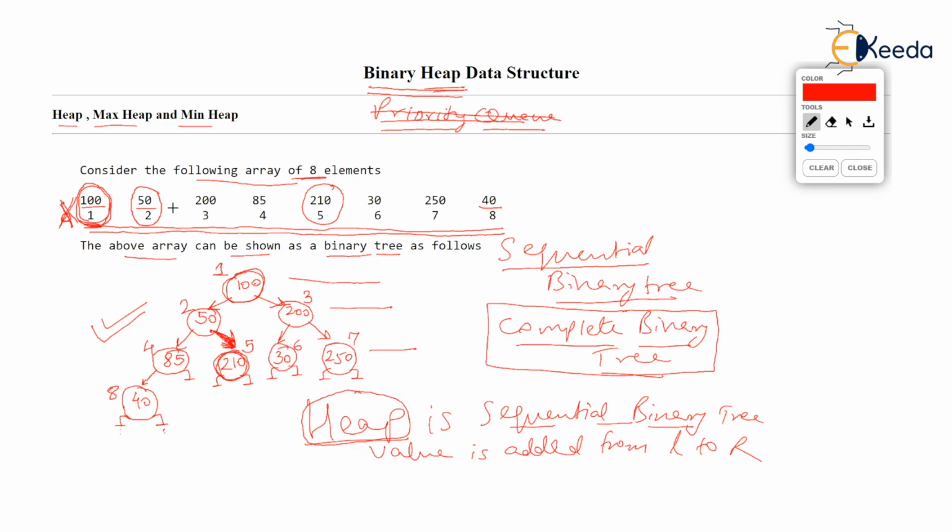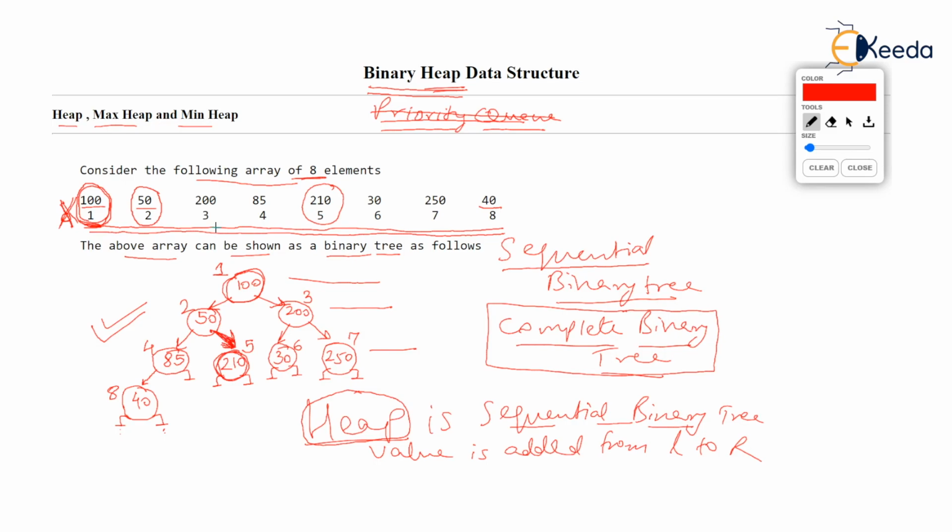What about right child? Second element will have right child as 2 into 2 plus 1. That is 4 plus 1. So this fifth element, 210, is supposed to be the right child of 50. Check the heap. Really 210 is the right child of 50. Isn't it so? Make it fast.